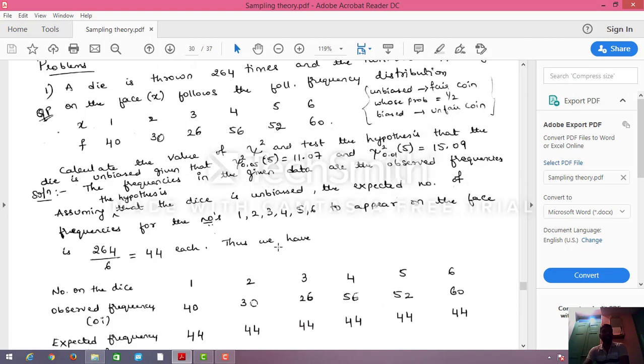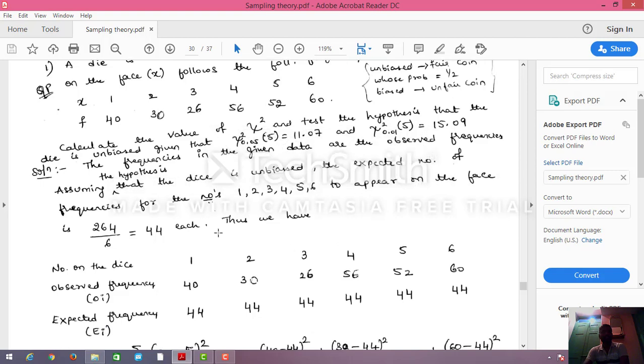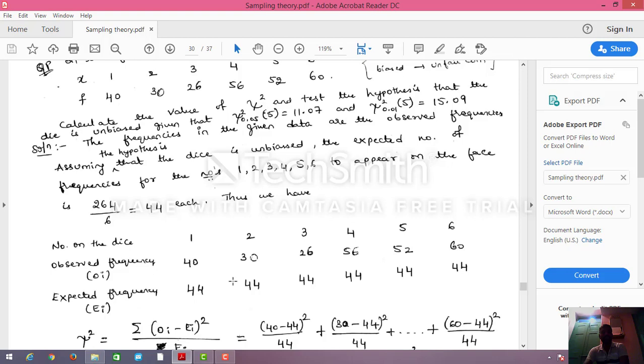Thus we have the die numbers 1, 2, 3, 4, 5, 6. Now the observed frequencies are 40, 30, 26, 56, 52, 60. What are the expected frequencies? Since we have 6 faces, we just divide the sum of frequencies by 6, and this is equal for all: 44, 44, 44, 44, 44, 44. These are the expected frequencies.